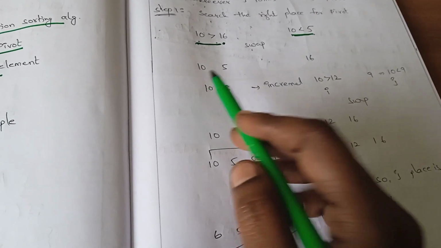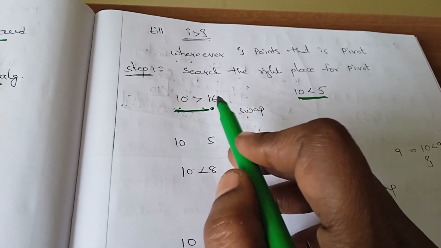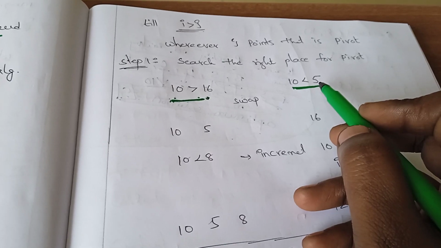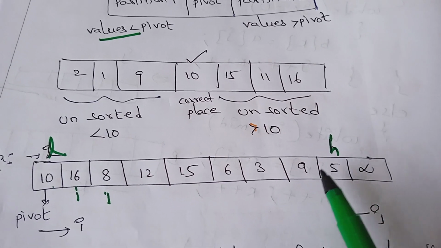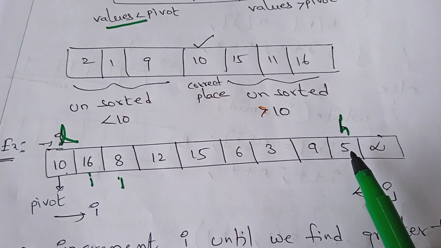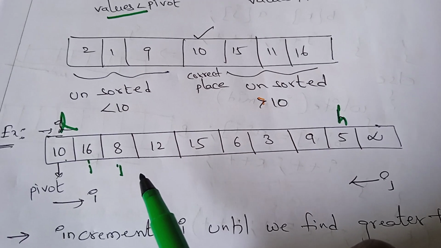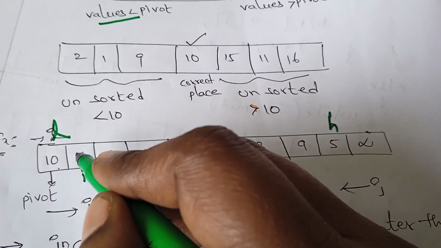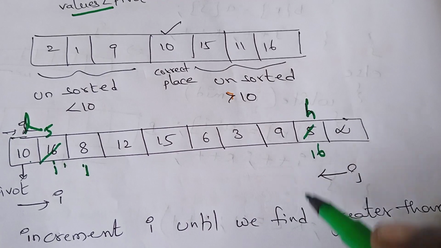Okay, now if you see this one, 10 is less than 16, so it is in the right place. 10 is greater than 5, so 5 is on the right-hand side. It should not be on the right-hand side, it is in the wrong place, because after 10 there should be all greater elements, but we found a smaller one. So swap it. Which elements have to be swapped? Now we will swap 16 and 5. So here it is updated with 5, and here we update with 16.